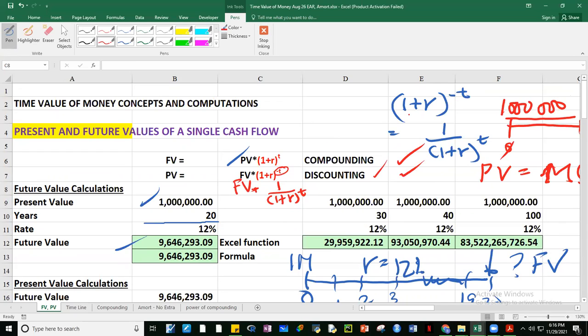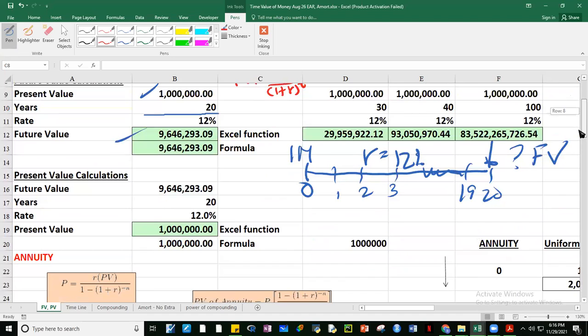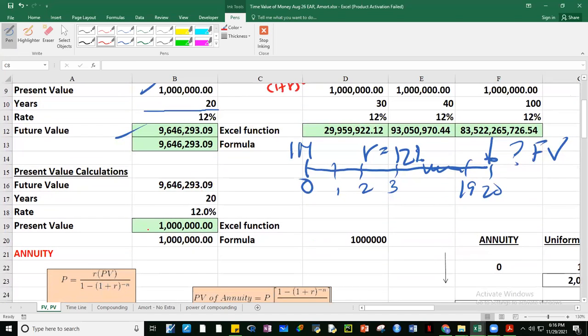So when we're computing for the future value, we're compounding. When we're computing for the present value, we are discounting. All right. So using the same values, given this value, 9646, that's the future value here. And we're asked, what's the present value equivalent of this amount, 9646?